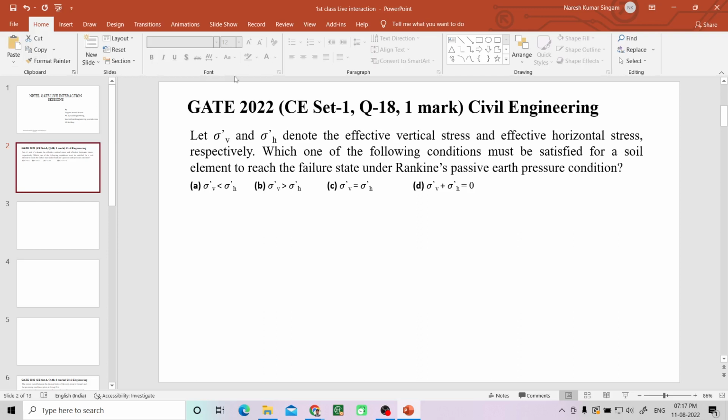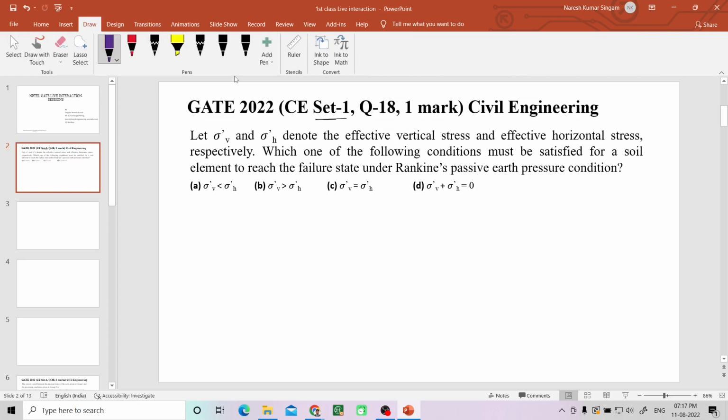Fine. This question is from GATE 2022, set number 1, the forenoon morning session, the civil engineering paper. Question number 18, of 1 mark, from the civil engineering question paper we are solving. Let us read the question first. Sigma V dash and sigma H dash denote effective vertical stress and effective horizontal stress respectively. Which one of the following conditions must be satisfied for a soil element to reach failure state under Rankine's passive earth pressure condition?